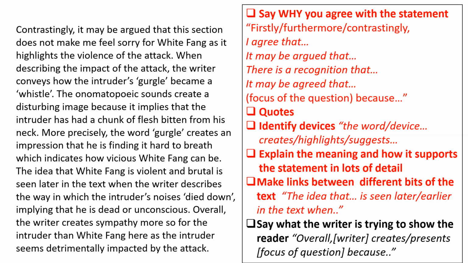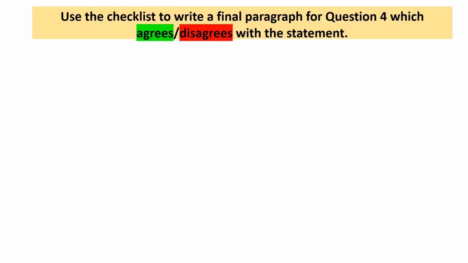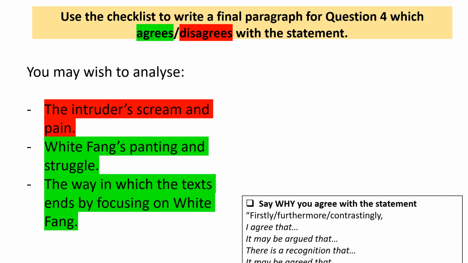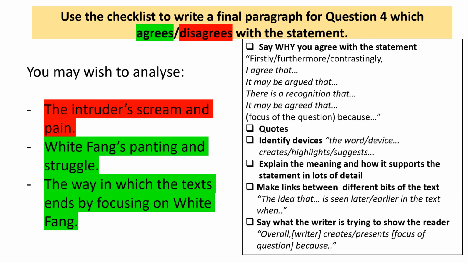Now it's your turn. So you're going to use the checklist to write a final paragraph for question 4. And this can be agreeing or disagreeing with a statement. Remember, you may not always be able to disagree. You may be able to only find one reason to disagree. That is fine. So you can choose at this point your point of view. So you may wish to analyse the intruder's scream and his pain. There's a lovely quote about that in White Fang. But you also might want to talk about White Fang panting and his struggles.